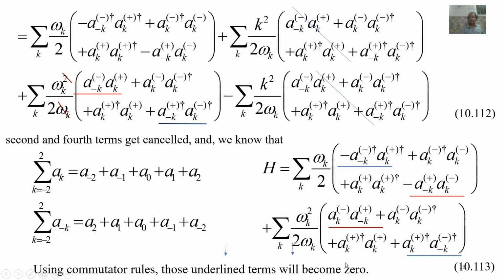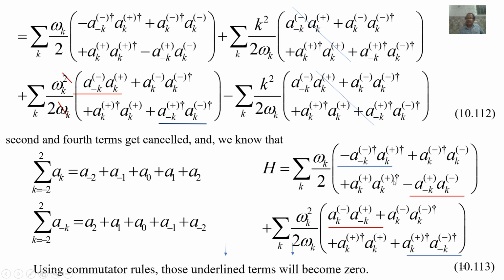So this is equation 10.113. Now look at the underlined terms. First, the blue underlined terms. See here, we have a minus k minus dagger, a k plus, and a k plus dagger, a minus k minus. Look at this blue underlined term. It is exactly similar to ab minus ba. So we can write the commutator of a comma b, and of course, the commutator of a comma b, we have already seen, is equal to 0.